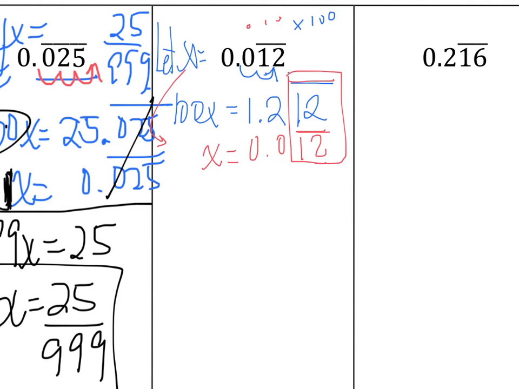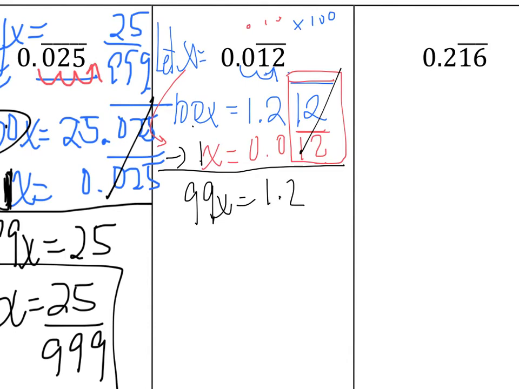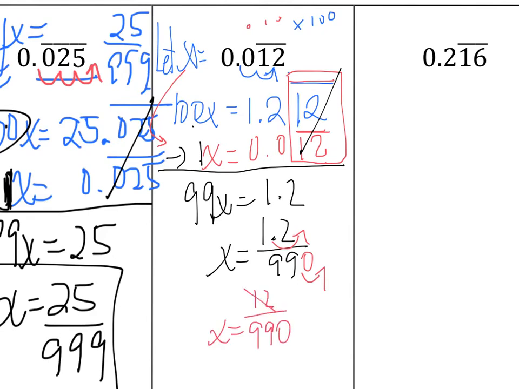Okay, and I'm going to do some subtraction. 100 minus 1 is 99x, and this goes out, and you have 1.2. And I'm going to divide both sides by 99. Now, you need to shift one place to the right, and whatever you do to the numerator, you do to the denominator. So you get 12 over 990. 12 divided by 3 is 4. 990 divided by 3 is 330. And that's it.